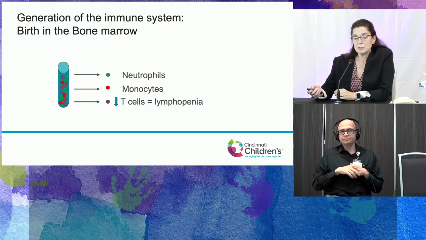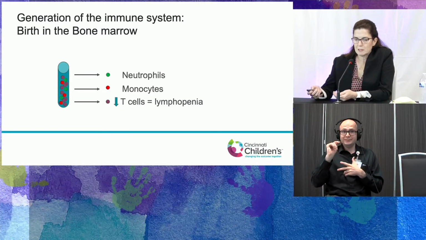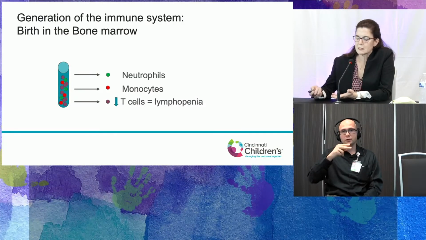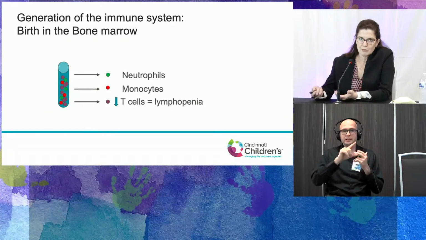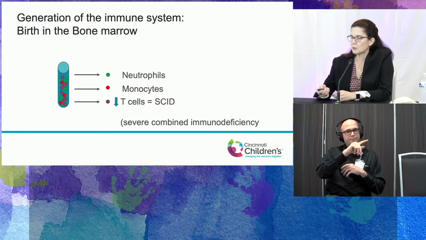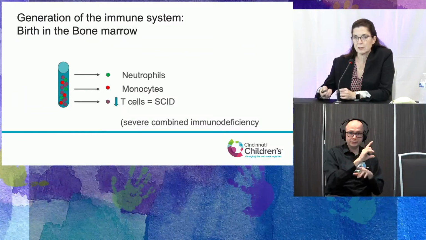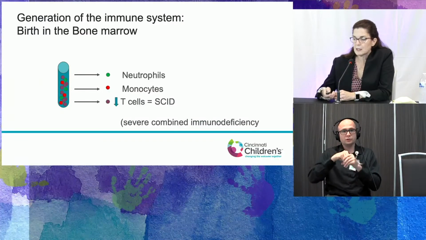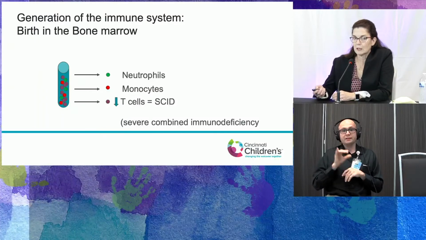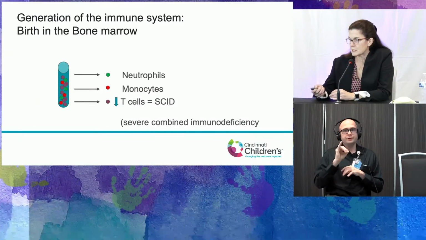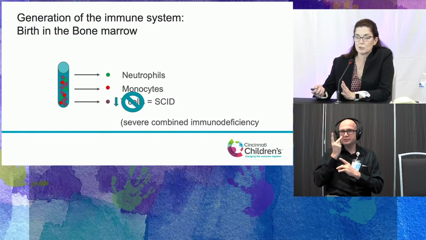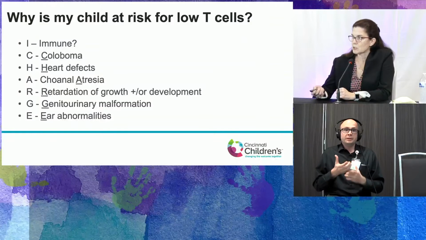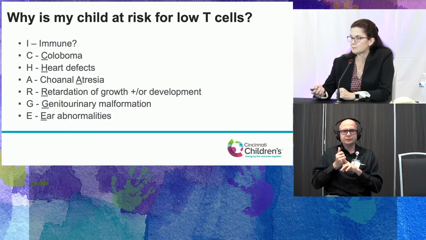If there are reduced T cells, as we find sometimes in CHARGE syndrome, we call that lymphopenia. Lympho just means white blood cells. Penia means not enough. And if there's not enough, as in zero, we call that severe combined immunodeficiency, or SCID. That's the most rare of all of the immunophenotypes that we can see in CHARGE syndrome, and it means that there are no T cells whatsoever.